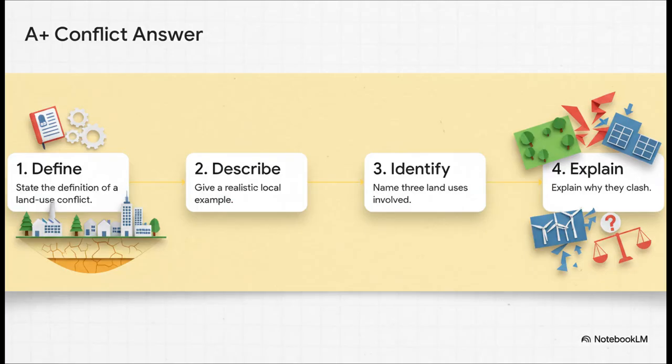Okay, listen up. When that question about land use conflicts pops up on the quiz, here is your 4-step recipe for a perfect score. 1, define what it is. 2, give a real or realistic example from your area. 3, name at least 3 different land uses that are clashing. And 4, explain exactly why they don't get along. You hit those 4 points, you're golden.